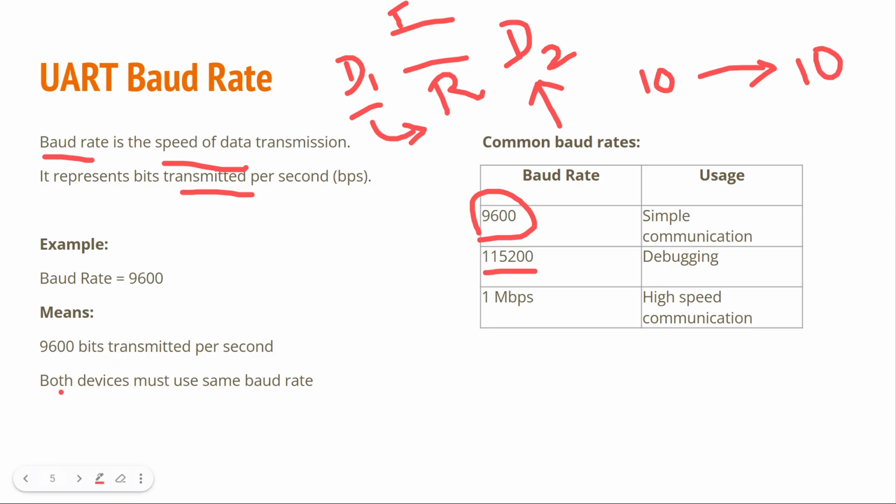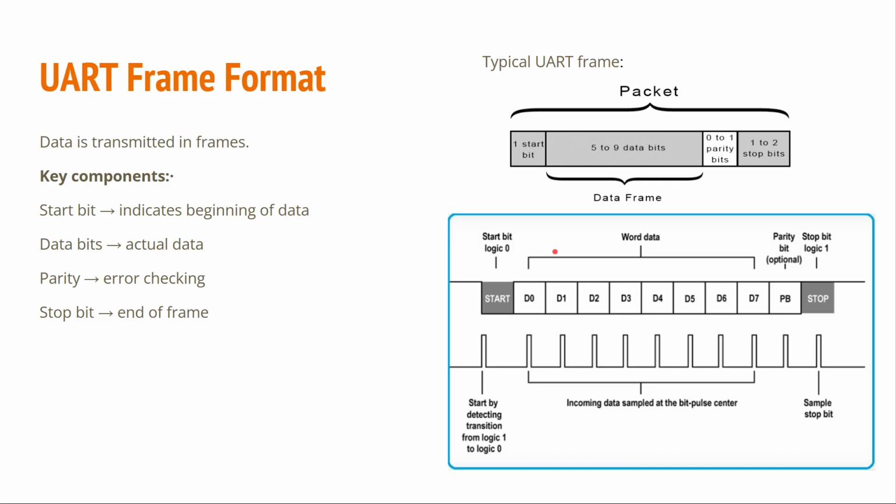So that's mentioned here. Both devices must use the same baud rate. Multiple baud rates are available in UART. Frequently, they will use 9600 or 115200. So this is the frame format. Now device 1 and device 2 are both transmitting and receiving at the same speed. That's okay. Now both my device 1 and device 2 are working at the same baud rate.